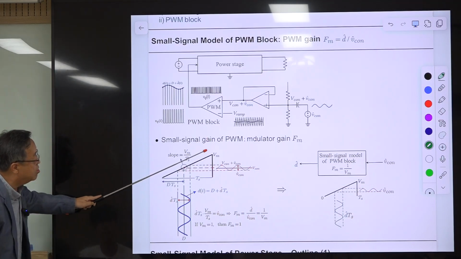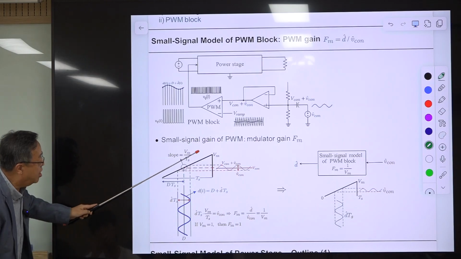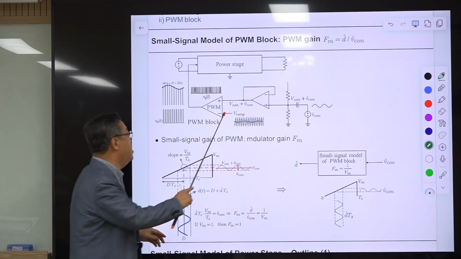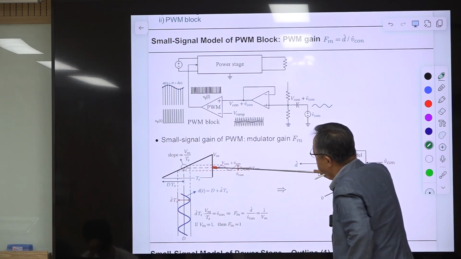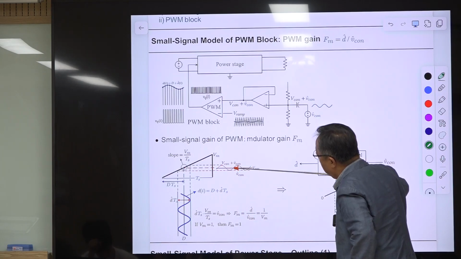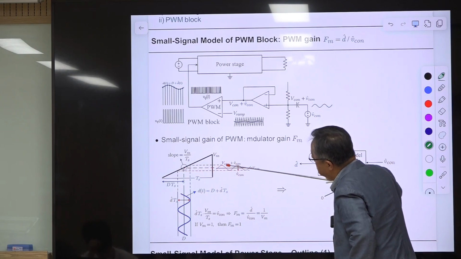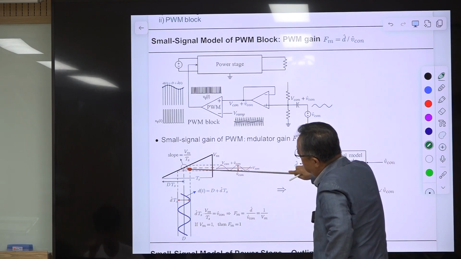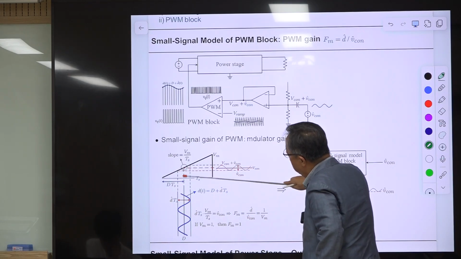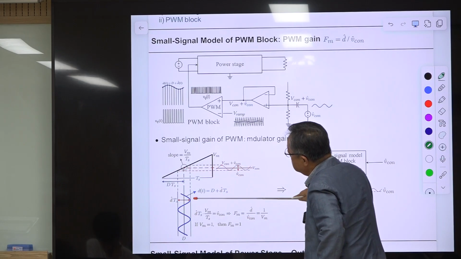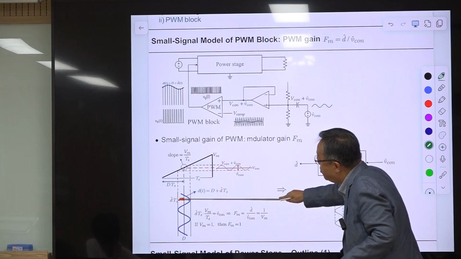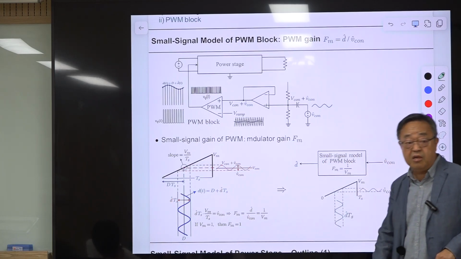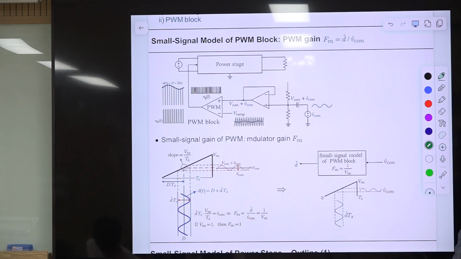Then think about this. We have a ramp, a fixed ramp, and the input to the ramp comparison is this one. So we are comparing this ramp and this signal. This signal has a DC component and an AC component, and the AC component is sufficiently smaller than the DC component, so we have a small variation here. For DC, we have the steady state duty ratio D. For this positive excursion, we have this, and for this negative excursion, we have this. And this is defined as D hat, the small signal continuous duty ratio, times Ts.